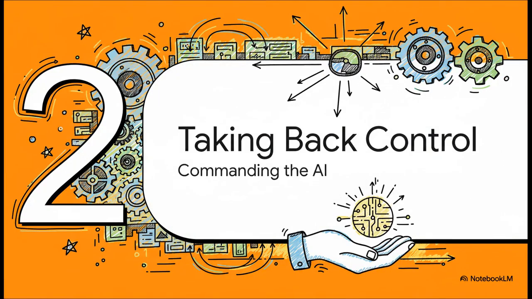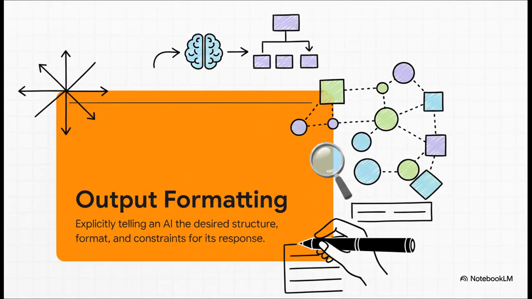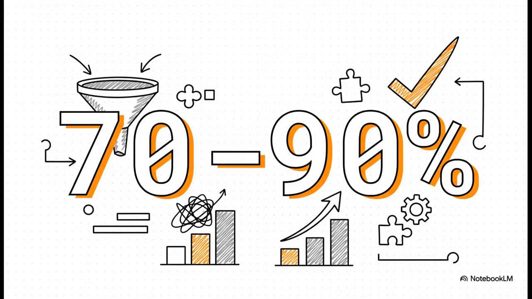But here's the good news. There is a much, much better way. You don't have to just settle for its best guess. You can give the AI specific, direct instructions to get the exact structure you need every single time. This whole technique is called output formatting, and it sounds kind of fancy, but it's a really simple idea. You explicitly tell the AI the structure, the format, and any rules for its response. No more hoping for the best. You're the director now.